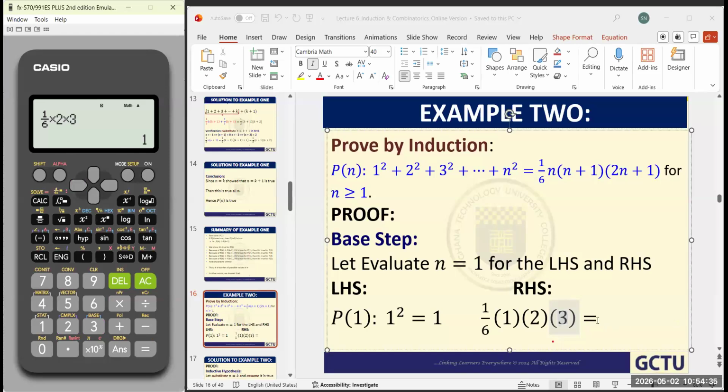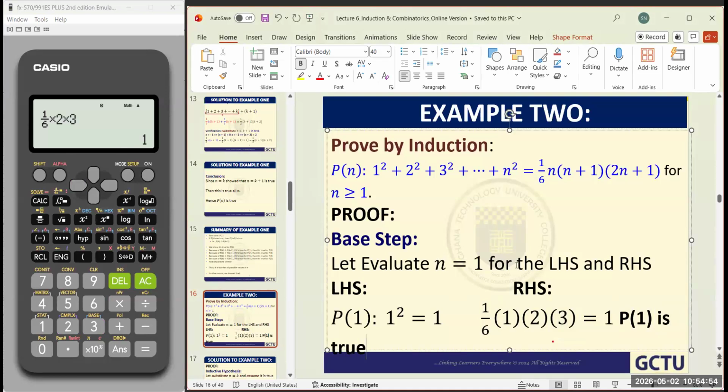And because the answer on the left is the same as the answer on the right, it means that P of 1 is true. So we prove the first step, the base step.